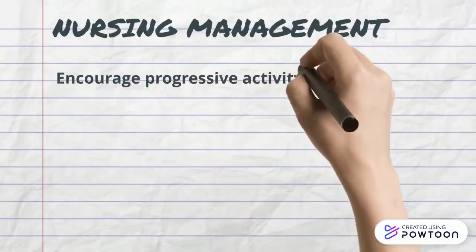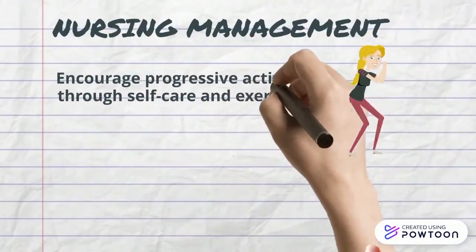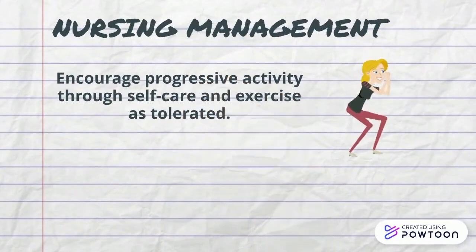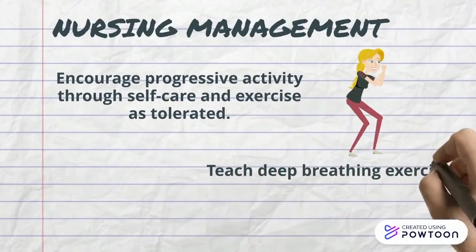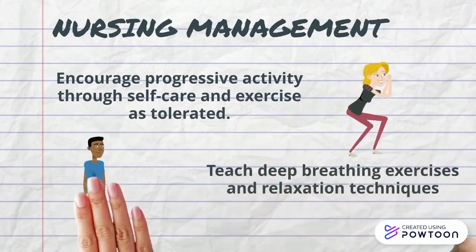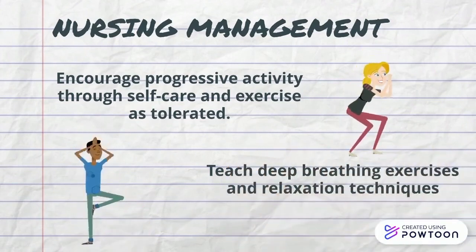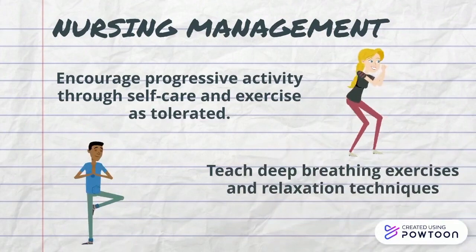Encourage progressive activity through self-care and exercise as tolerated in order to gradually increase the patient's tolerance to physical activity. Teach deep breathing exercises and relaxation techniques in order to allow the patient to relax while at rest and to allow enough oxygenation in the room.